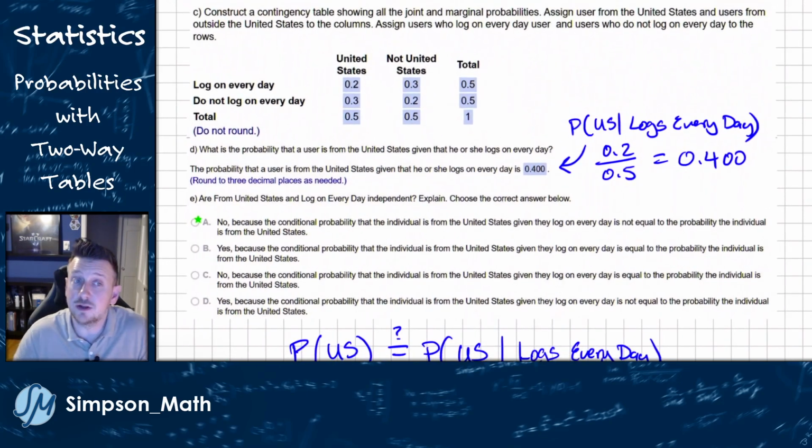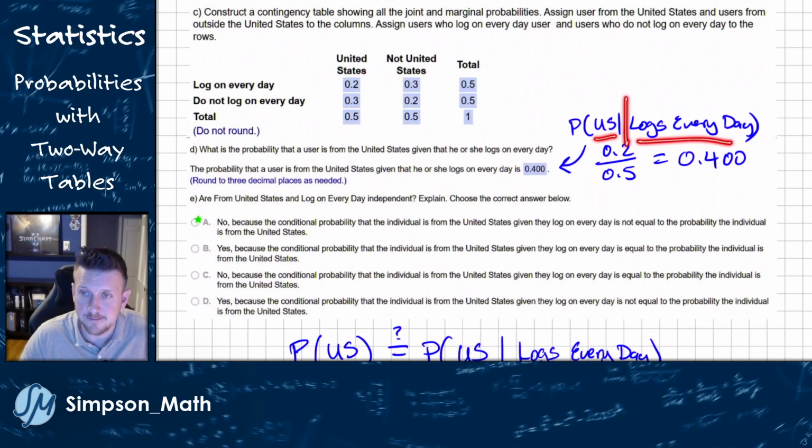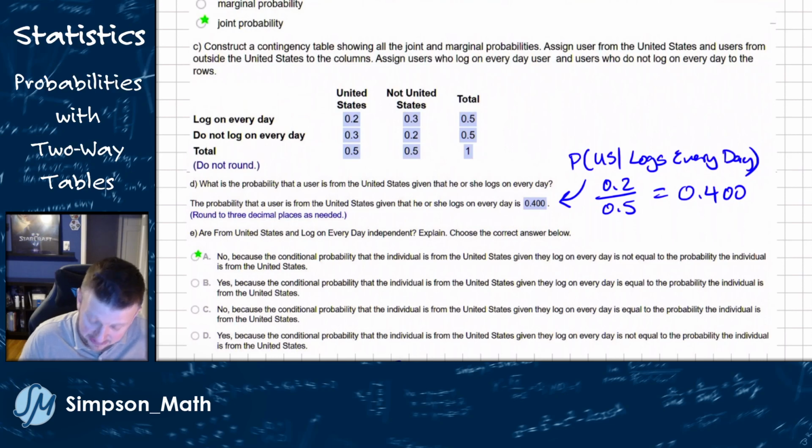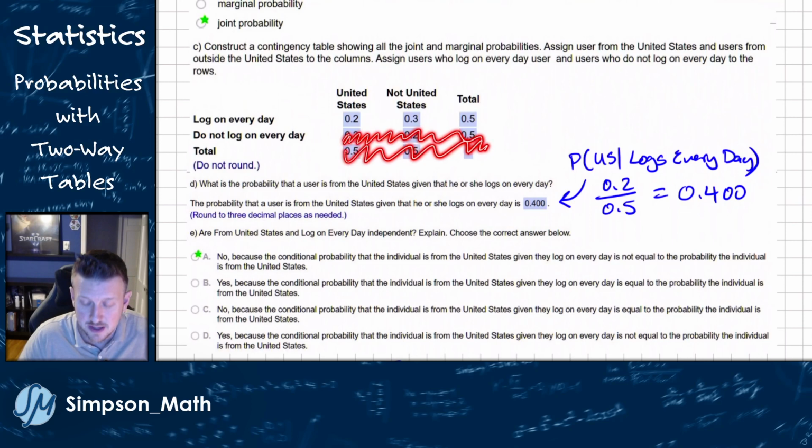What's the probability that a user is from the United States given that he or she logs in every day? So it's a probability of US given logs in every day. So I'm going to look at my table here. So this is a given statement. So who am I interested in? I'm only interested in the logs in every day. So the does not log in every day, the totals, they're dead to me. My bag is basically out of this.